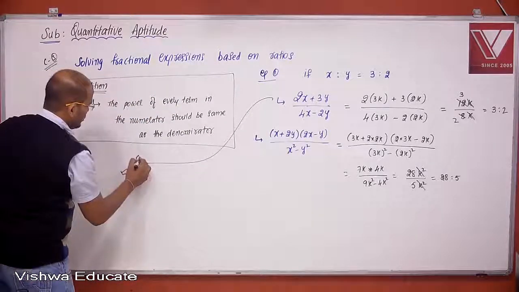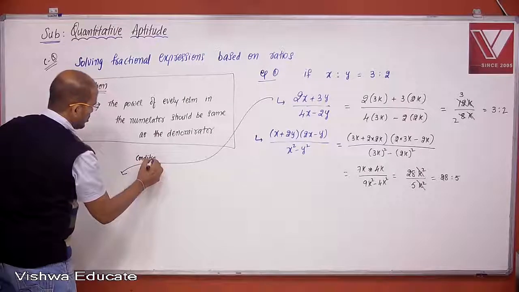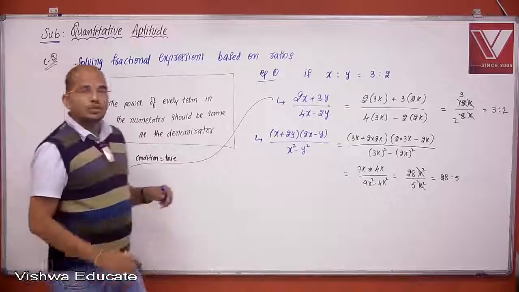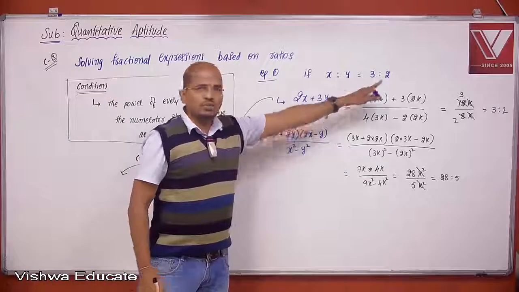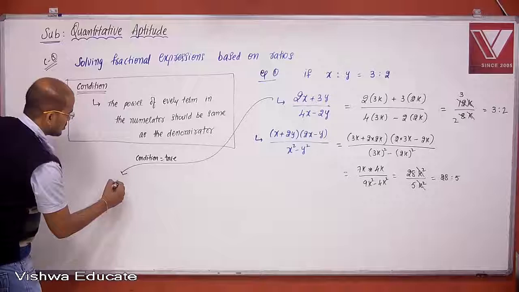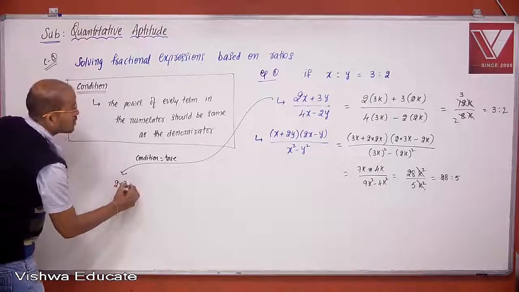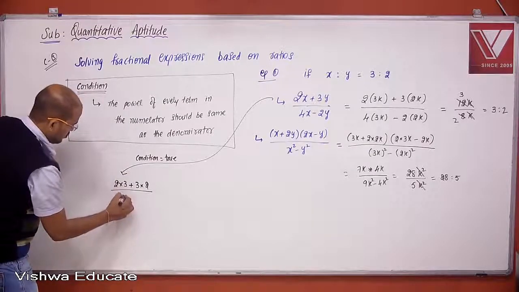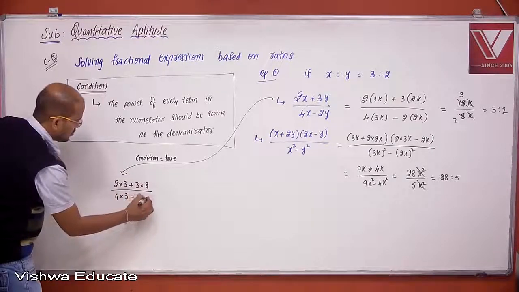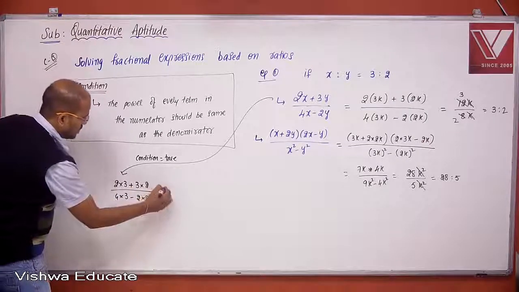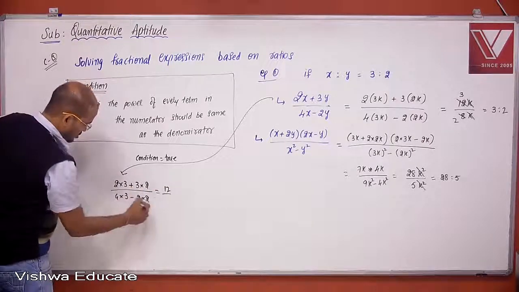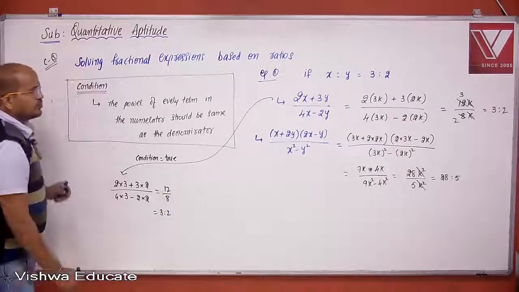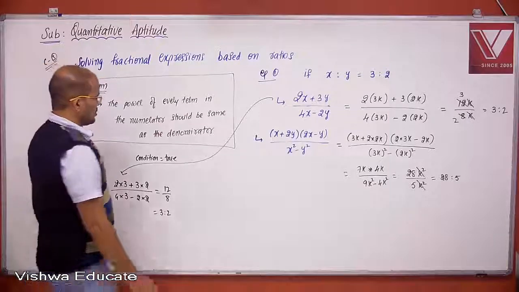So the condition is true. Substitute directly x as 3, y as 2. So it becomes 2 into 3 plus 3 into 2 by 4 into 3 minus 2 into 2. So it becomes 6 plus 6, 12, 12 by 8. So it becomes 3 is to 2. Got it?